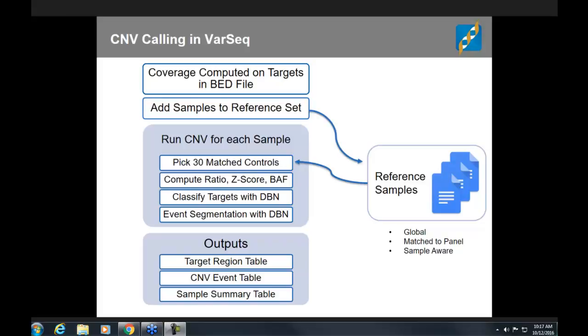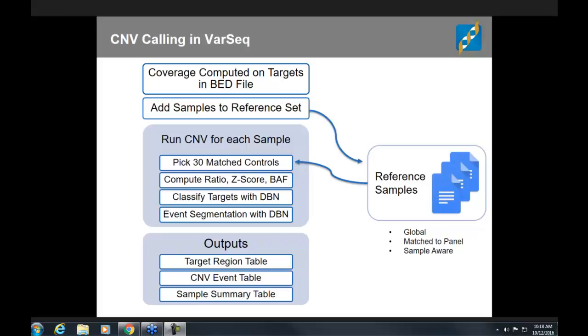Once you actually run the algorithm, the first thing it does is it picks 30 match controls. These are the 30 reference samples that are the most similar to the sample of interest. It then computes the ratio, z-score, and B allele frequency information across the targets for the sample. It classifies the targets using our dynamic Bayesian network. And then finally, it performs event segmentation, where it merges adjacent targets in order to obtain continuous CNV events. And then this information is outputted to a table.